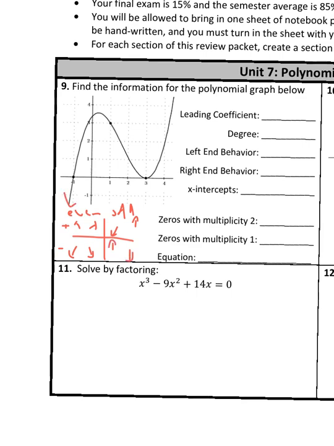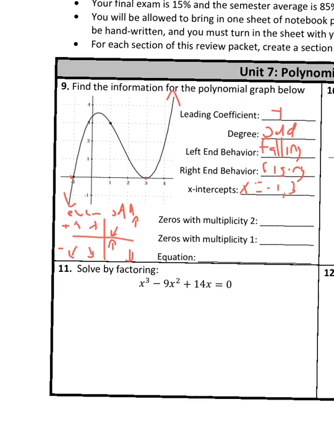So since we have the left falling and the right rising, that's positive, and our degree will be odd. It also shows in the picture that our left is falling and our right is rising on that. Remember, the x-intercepts are where it crosses or touches the x-axis. So x equals -1 and 3 on that one.